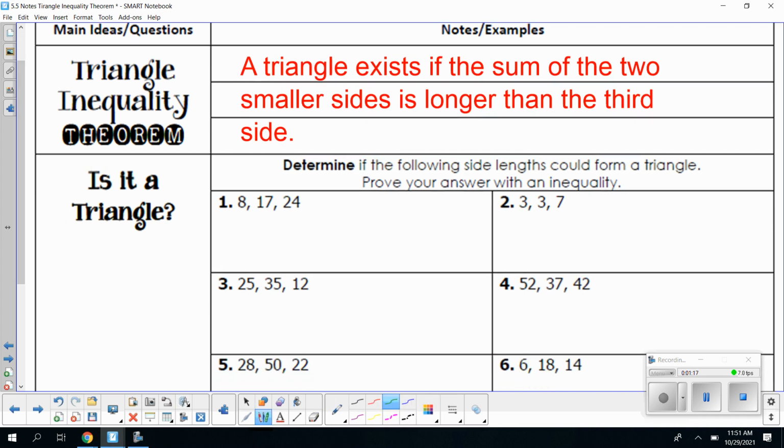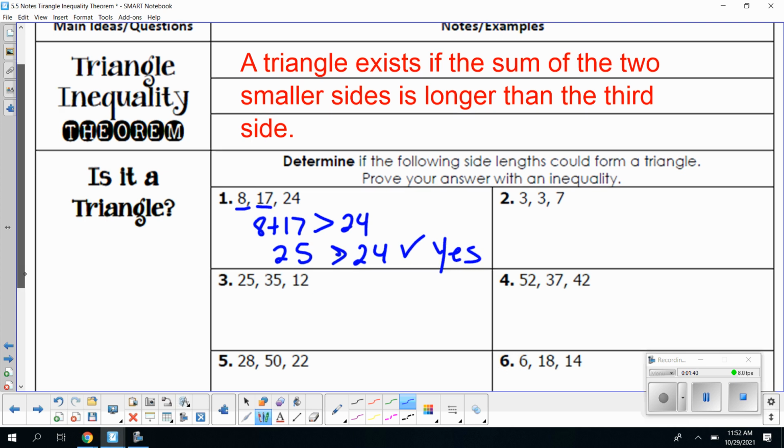When we look at number 1, we take the two smaller sides, 8 and 17, and we're going to add those together, and it should be larger than the third side, 24. So 8 plus 17 is 25. 25 is larger than 24. So yes, those side lengths can represent the sides of a triangle.